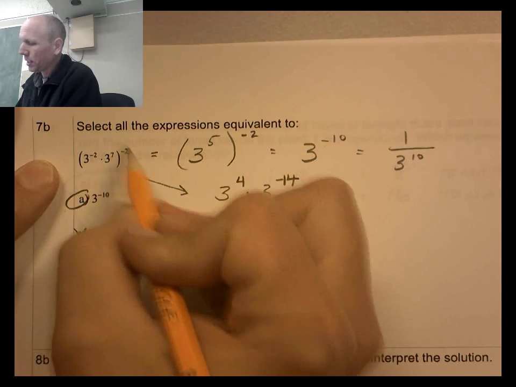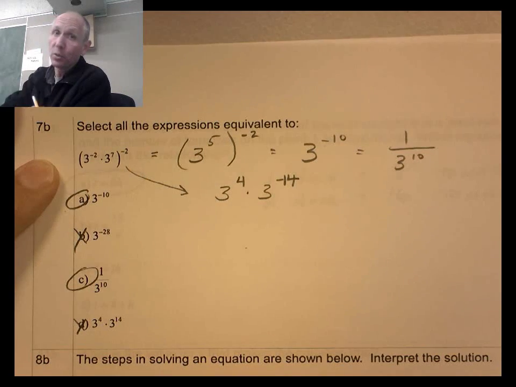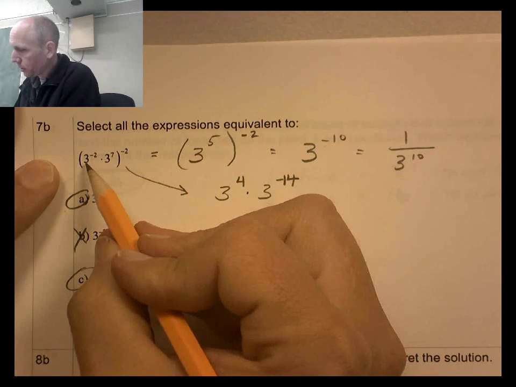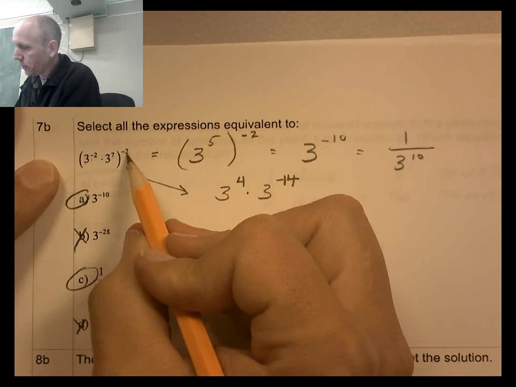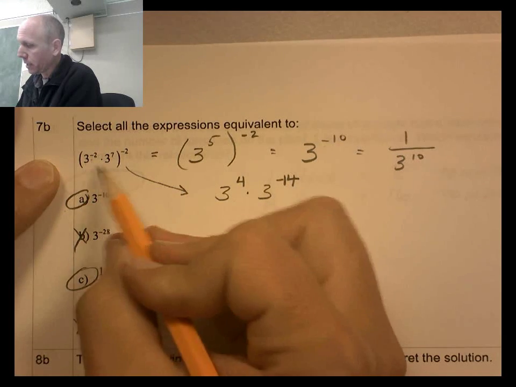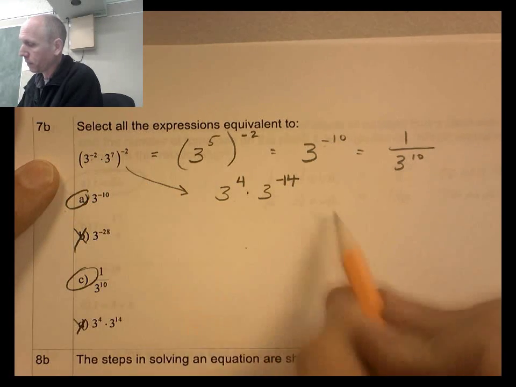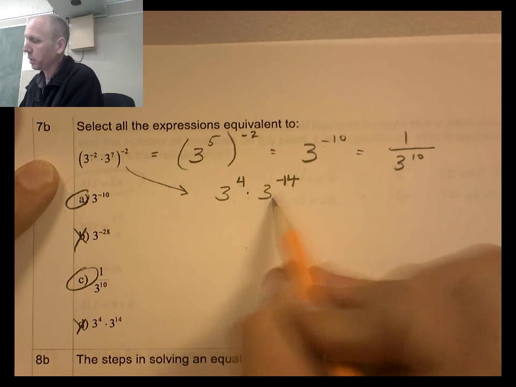The other way to look at this is kind of a distribution. It's not a distribution, but it looks like a distribution. So this would be 3 to the negative 2 to the negative 2, which is 4. And 3 to the 7 to the negative 2, which is negative 14. So 3 to the 4th times 3 to the negative 14th.